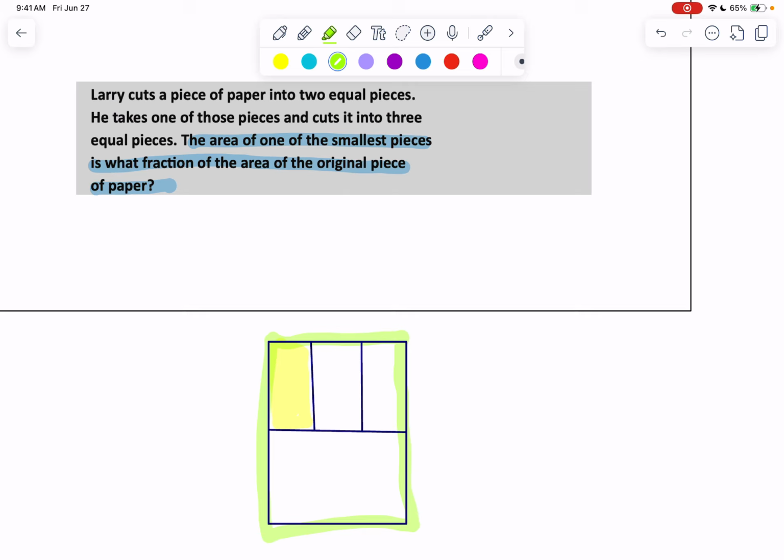They don't actually give me any way to find the smallest piece. They give me no dimensions at all. And they don't give me a way to find the original piece. Again, they don't tell me how big this piece of paper is. So it must not matter because indeed they're not asking us for either of those things.